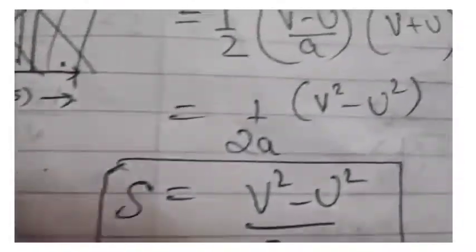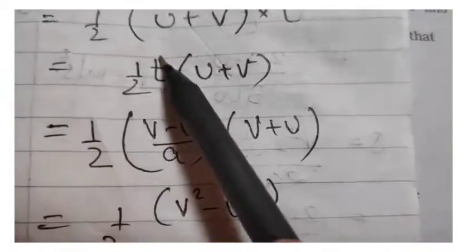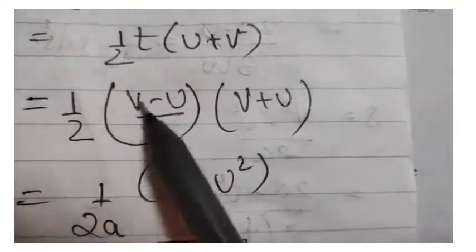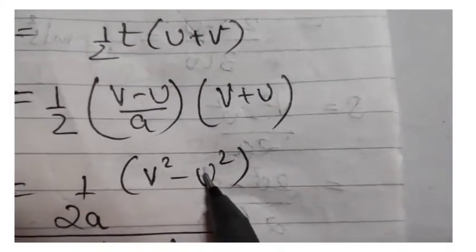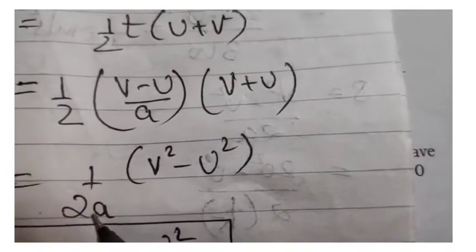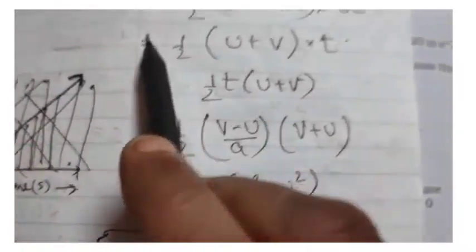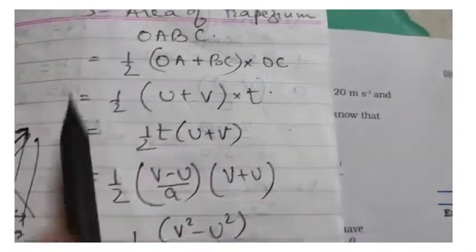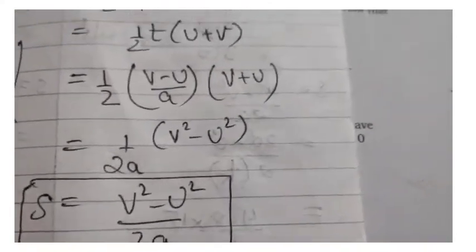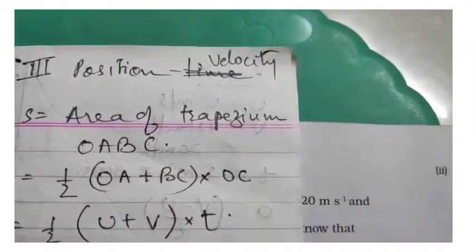So from the first equation, the T value is taken and substituted over here. Half, in place of T I wrote V minus U upon A, and this is V plus U. Now V minus U and V plus U will be V square minus U square, difference of squares method, and 2 into A will be 2A. So V square minus U square upon 2A. So S value, S means distance, will be equal to V square minus U square upon 2A. This is the third important formula to find out for the position velocity graph.